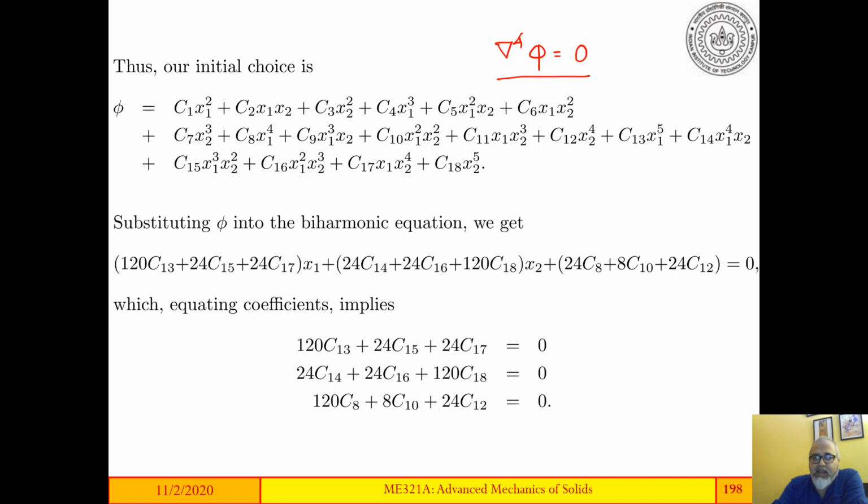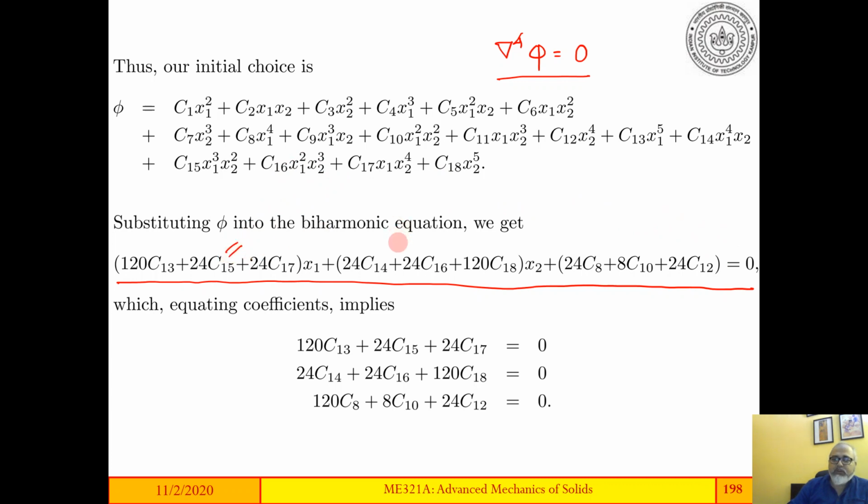What I do is I substitute phi into the biharmonic equation. When I do that, this is what I will get, and I have worked it out. There may be errors. Please let me know if there are errors. Please work it out. Once you do that, the right hand side is 0. So we will say the coefficients of x1 are 0, coefficients of x2 are 0, and the constants are 0 as well. Therefore, you get these three equations.